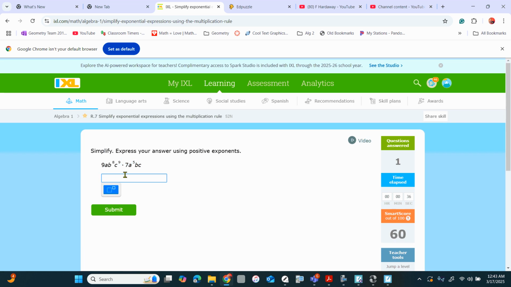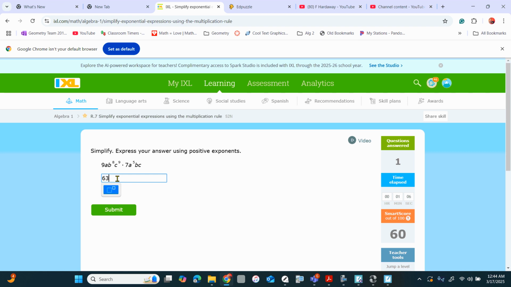So now we have multiple variables, okay? You still want to multiply your coefficients together. So anytime you're doing the multiplication rule, just multiply numbers together that are in front of letters. And then exponents, you're going to have to add those together. So just don't get that confused.